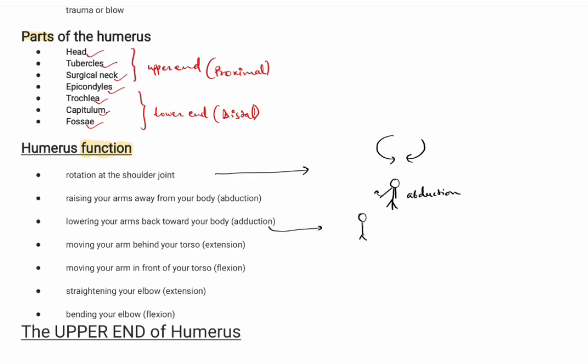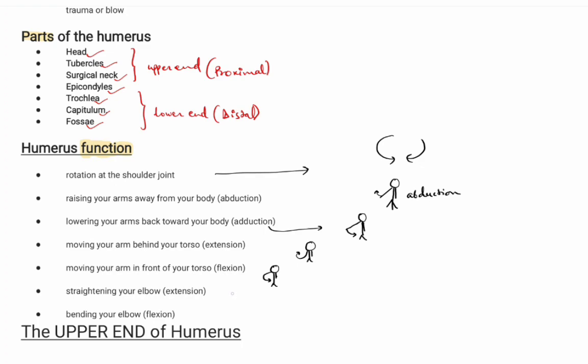Now lowering your arms back toward your body is adduction, which means to add. So here the arms are moved back towards the body. Now moving your arm behind your torso is known as extension. When we move our hand behind our body, behind our torso, that is extension. And just opposite to this, movement of the arm in front of your torso is flexion.